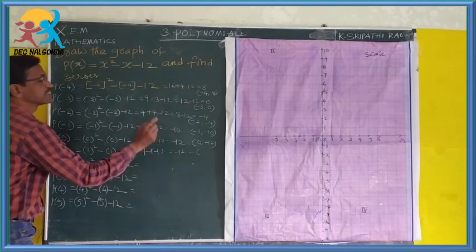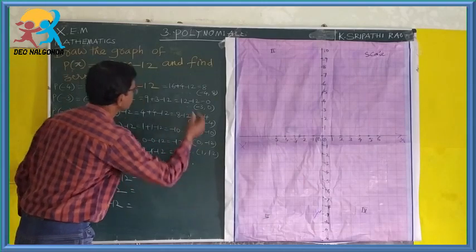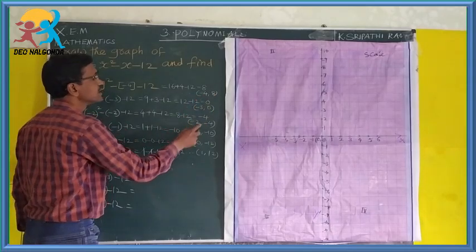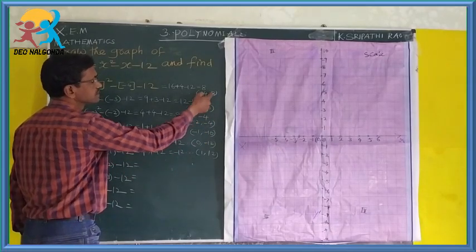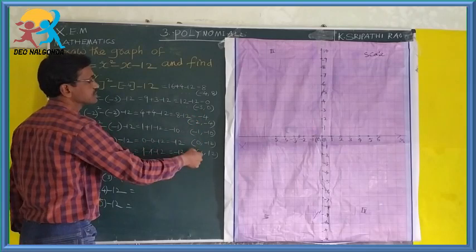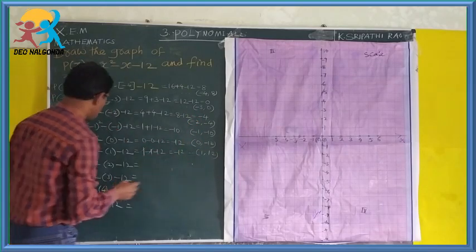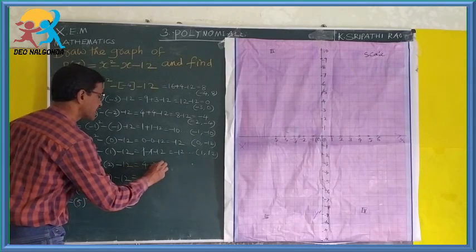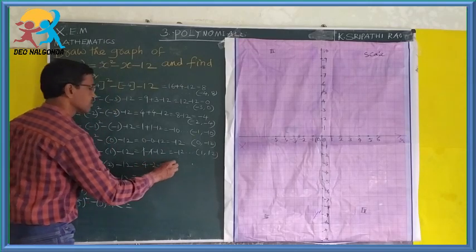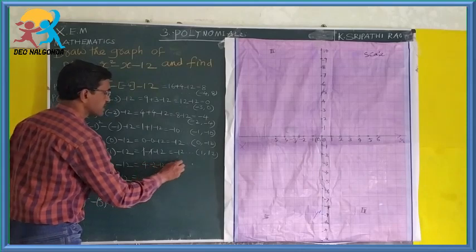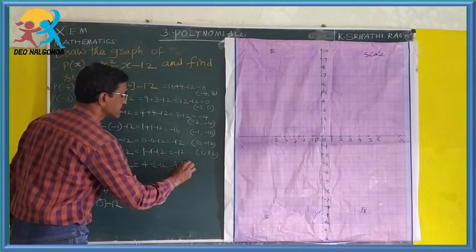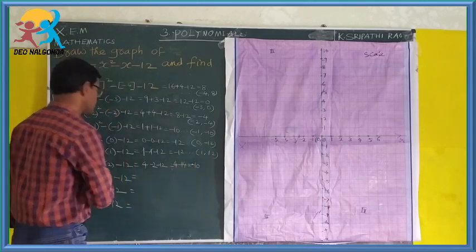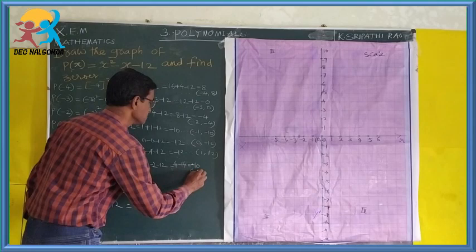In this polynomial, by substituting minus 3 we get 0, minus 4 we get 8, minus 2 we get minus 4. These are the values of this polynomial at these values. For 2: 2 squared is 4, minus 2 minus 12, that means 4 minus 2 minus 12, minus 14 plus 4 is equal to minus 10. So here we got 2 comma minus 10.